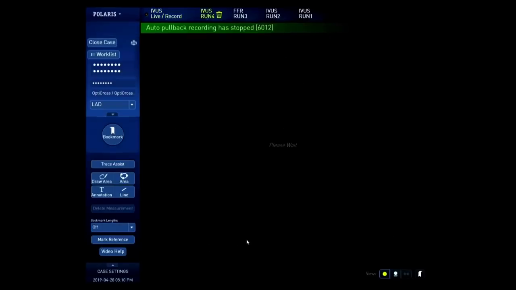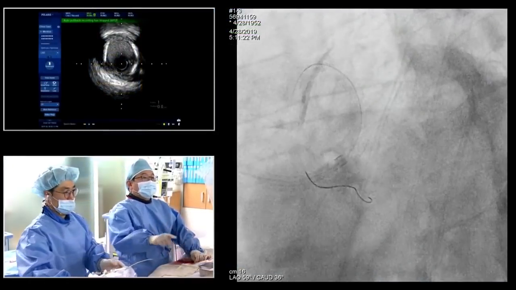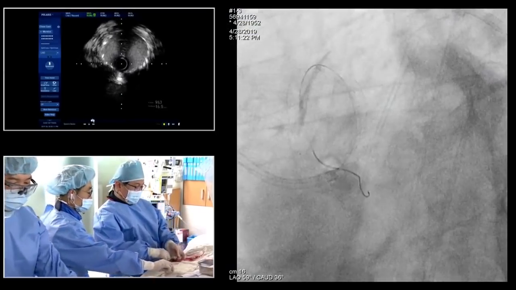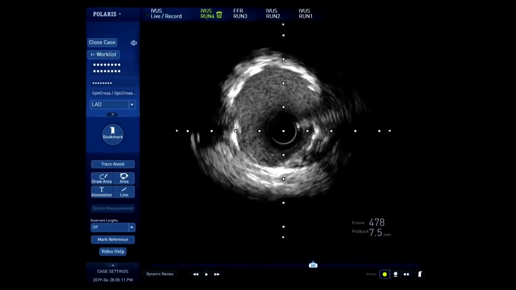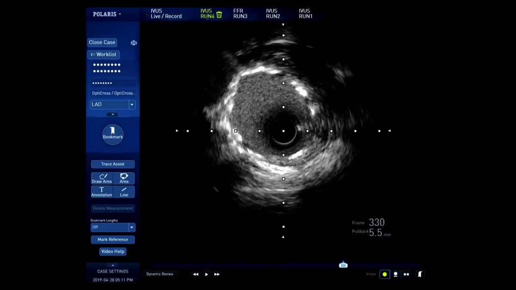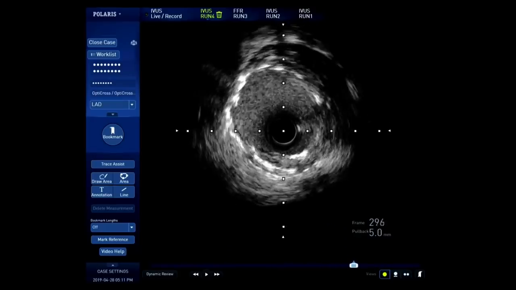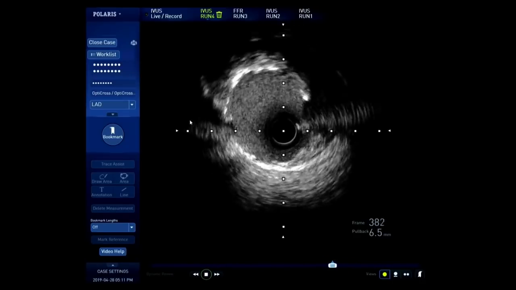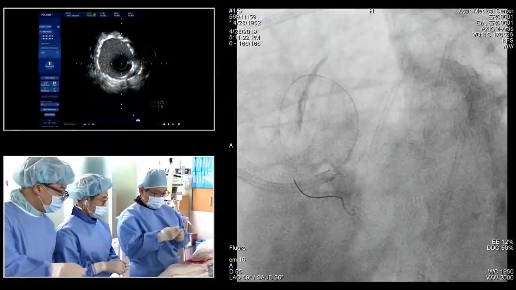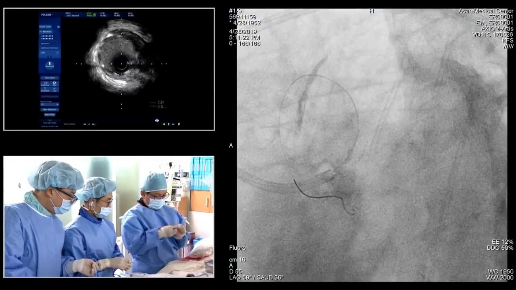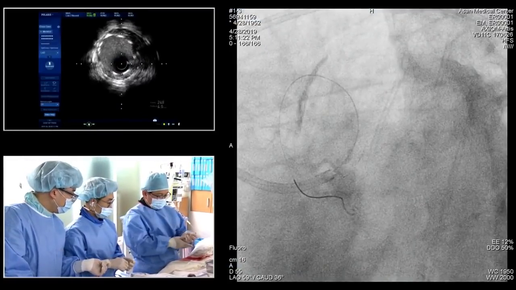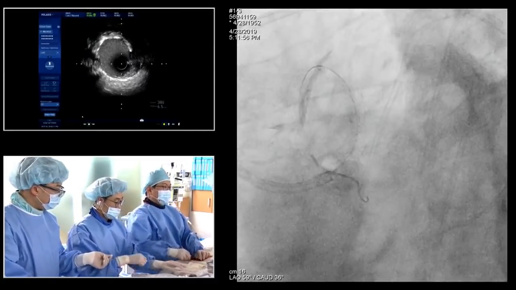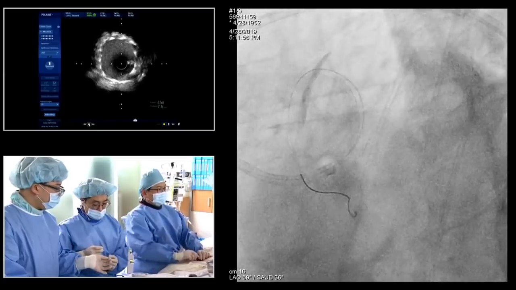And could you show us the IVUS? Main is well expanded, so no further balloon dilatation is necessary. Then now I try to rewire. Wire, please. This is one used previously. Hopefully, it's not difficult to rewire.